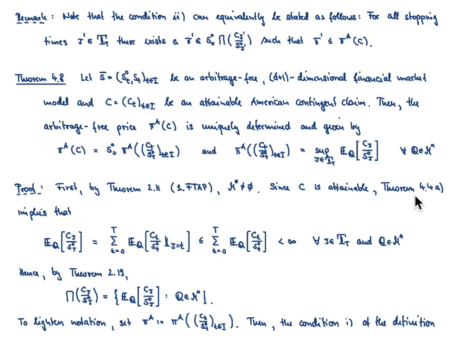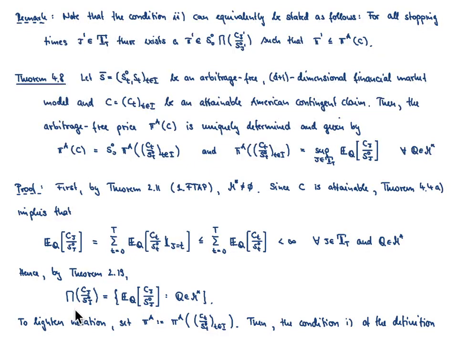But by Theorem 4.4a, taking advantage of the fact that the American contingent claim is attainable, we know that this expected value is finite. Hence, also this finite sum of finite values is finite, and this clearly proves the integrability of that discounted American contingent claim at any admissible stopping time. So why is that useful?